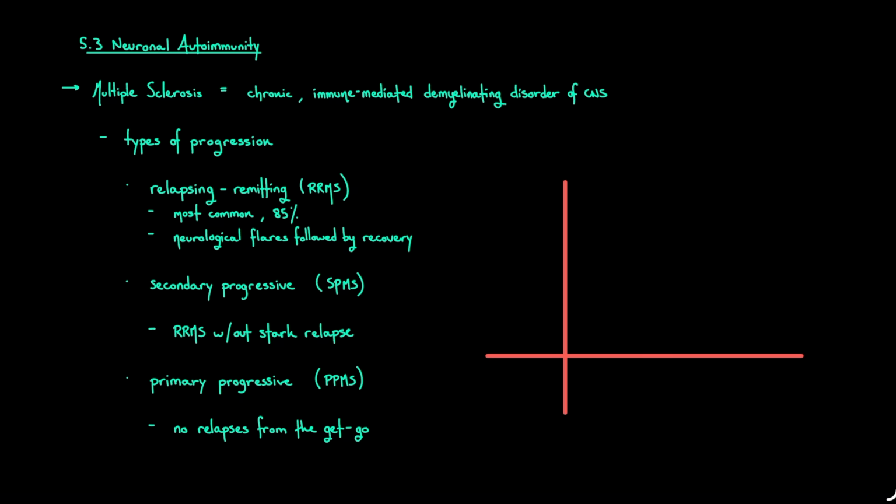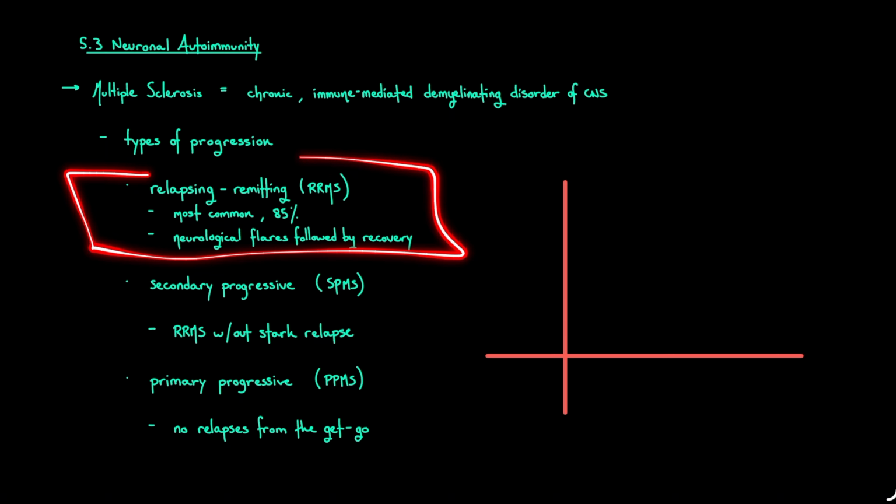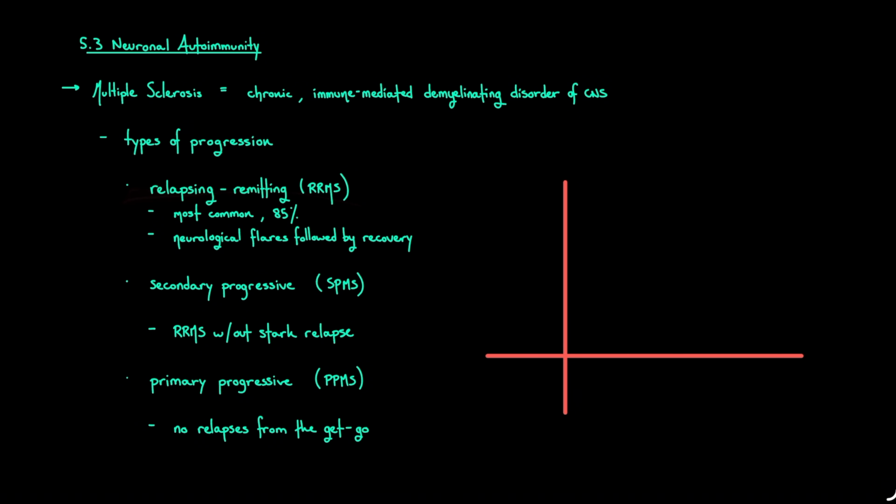So what do the types of progression look like? Okay? 85% of MS is relapsing remitting, RRMS. So you have these flares of autoimmunity that's just tearing through your myelin, and then you get a little bit better. And then you have these tears and tears again, and you get a little bit better. So what does that look like? So let's go ahead and make a helpful graph.